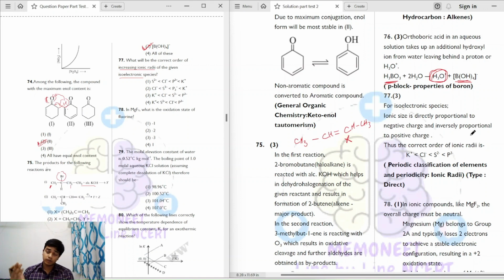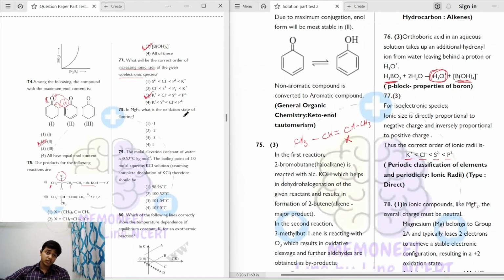Similarly, for a positive charge, the more the positive charge, the lesser the ionic radius. So when we have a positive charge, the ionic radius will decrease, whereas as the negative charge keeps on increasing, the ionic radius will keep on increasing. So the correct order will be: K plus will have the lowest ionic radius, followed by Cl minus, then S2 minus, and then P3 minus will have the highest ionic radii. So the correct answer will be option 3 here.